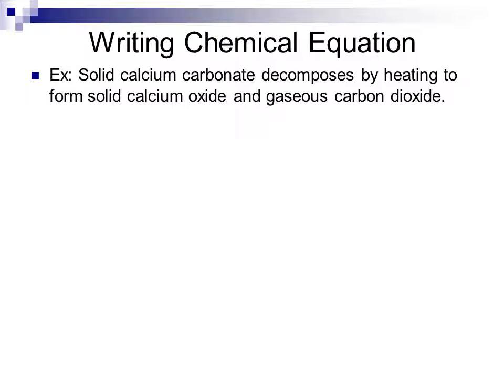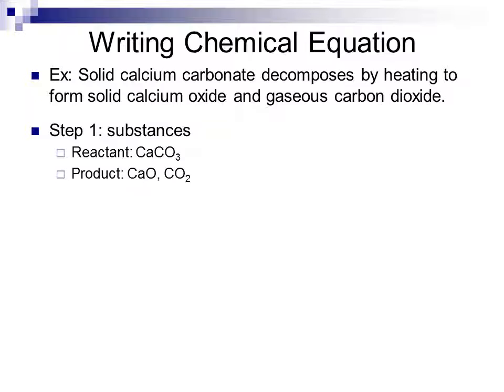So for instance, if we're going to take solid calcium carbonate, which will decompose by heating to form solid calcium oxide and gaseous carbon dioxide, we start off needing to know what the substances involved in the reaction are. So the reactant that we begin with is calcium carbonate, CaCO3. The products that are formed are calcium oxide and carbon dioxide. So we start off writing the reaction format.